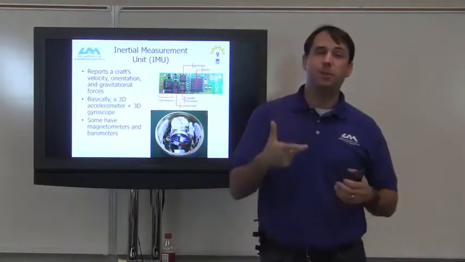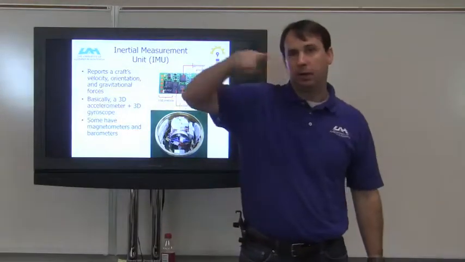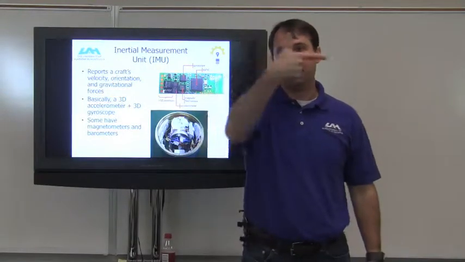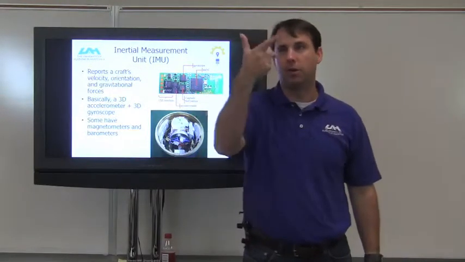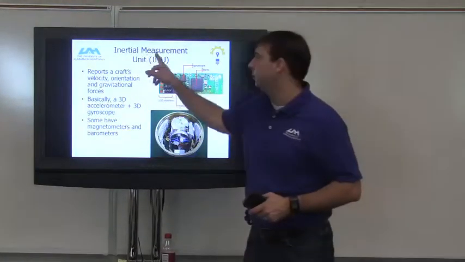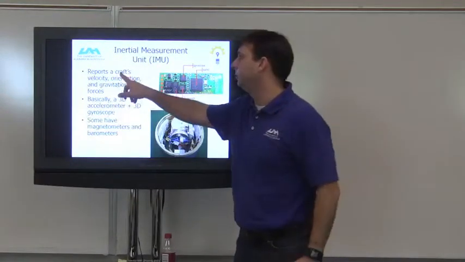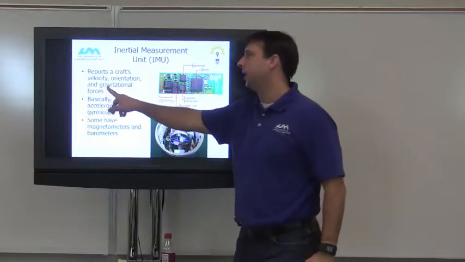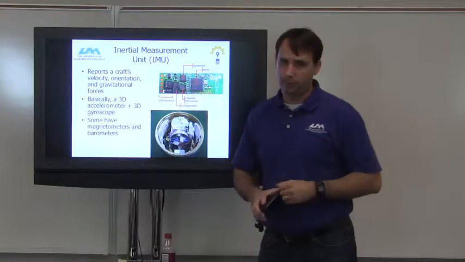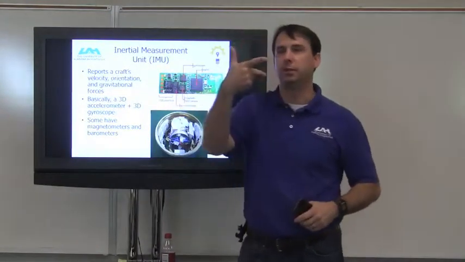Now, I didn't mention this before, but accelerometers can work in one dimension, like up and down, or they can work in all 3 dimensions: up, down, this way, or this way. A 3-dimensional accelerometer, okay? Now, an IMU, for spacecraft or planes, measures the craft's velocity, orientation, and the gravitational forces on the craft at that point in time. They're very important for spacecraft. That's how a spacecraft knows where it is in space and which way it's facing.